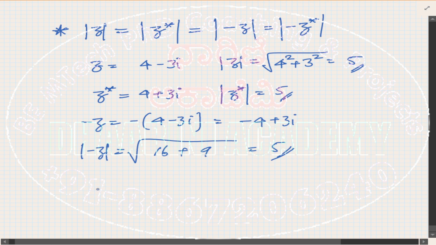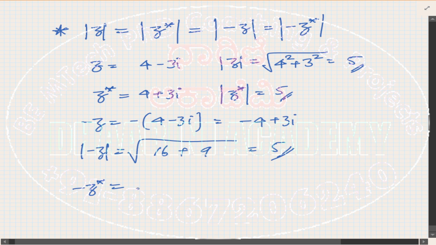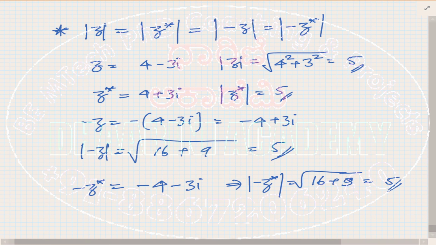Then minus z conjugate is nothing but the conjugate of this, which is minus 4 minus 3i. This implies the magnitude of minus z conjugate is also going to be root of minus 4 squared, 16, plus 3 squared, 9. So that is going to give you 5. So you can see that all four types of z which we calculated give the same value.